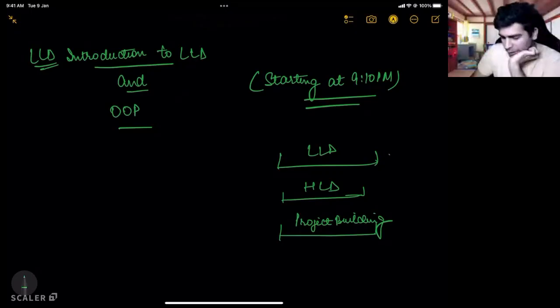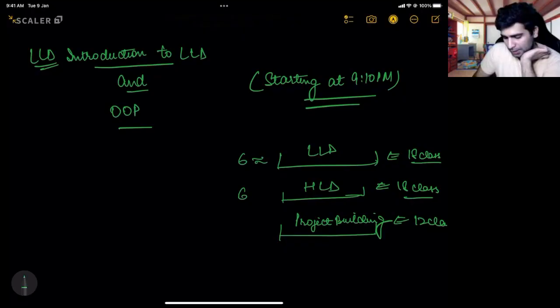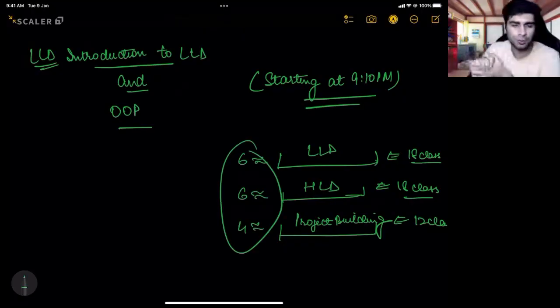So LLD is going to be around 18 classes. HLD will also be around 18 classes. And project building will be, I think, 12 classes or something. So I think you can expect 6 weeks for this, 6 weeks here, and 4 weeks here. So total, you have around 3 to 4 months of course left.